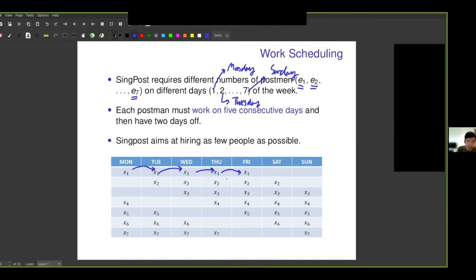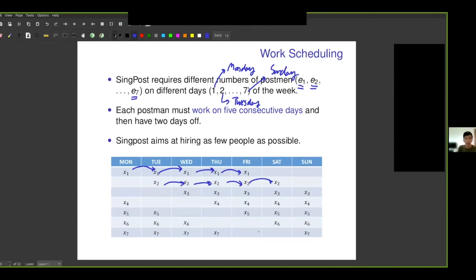Similarly, I will have a decision variable X2 in my problem to denote the number of employees who will start working for me starting from Tuesday. So these people will work on Tuesday, Wednesday, Thursday, Friday, and Saturday, and eventually they will take Sunday and Monday off.